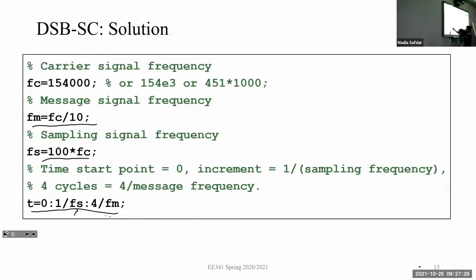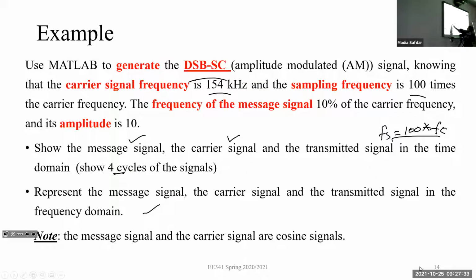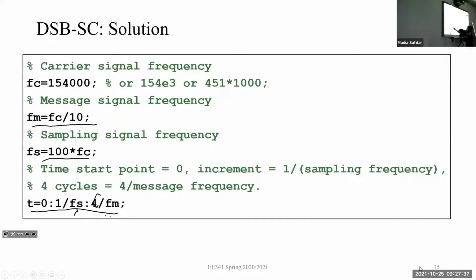And then 4 cycles. This will show 4 cycles of the signal. This is the number of cycles divided by the frequency of the message signal. So what is the frequency of the message signal? 10% of the carrier.